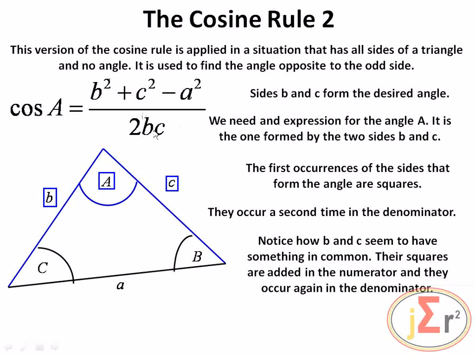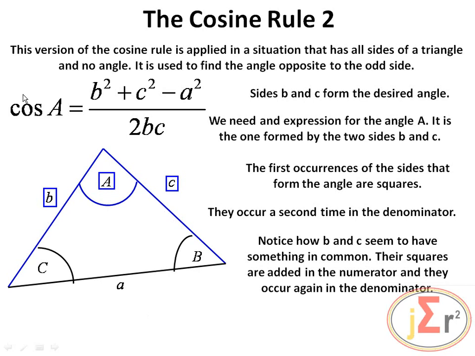So that is what they have in common. They have something in common. Notice also that we are trying to find this angle A. And of course, to find the angle A, we are using the two sides that form the angle A. The other side, the odd one out, is opposite to the angle A.